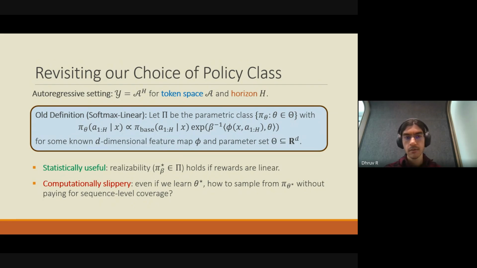Even if you are able to learn the optimal policy without paying for sequence level coverage, how would you actually sample from it using the base model as a primitive? This is not clear. And the issue is that the optimal policy doesn't actually have this autoregressive structure that the base model had. Because you're tilting at the sequence level, you sort of messed up the partition function, and it doesn't necessarily decompose as you would like.